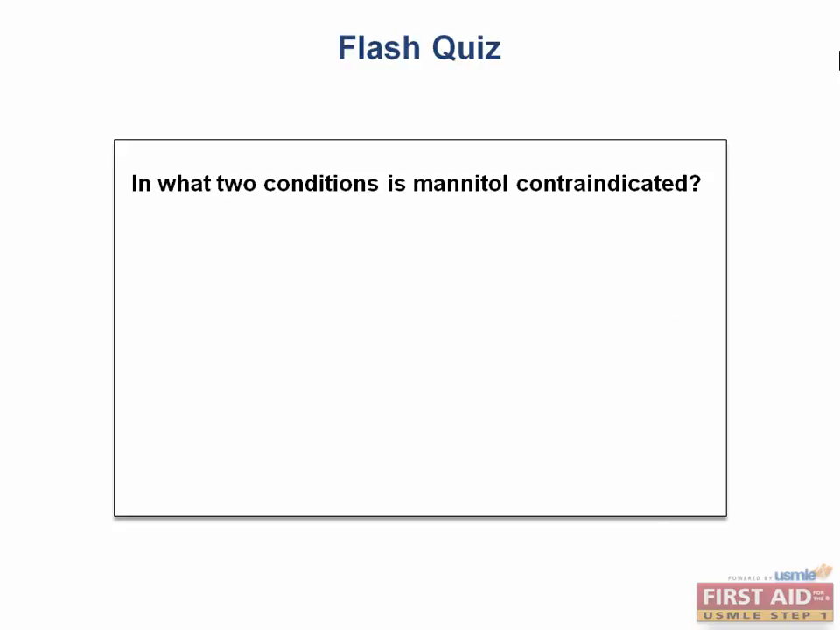Flash quiz. In what two conditions is mannitol contraindicated? Anuric renal failure and congestive heart failure. Remember that if mannitol builds up, it can pull water out of cells, causing interstitial edema, which would be dangerous for an anuric patient or a patient with CHF.